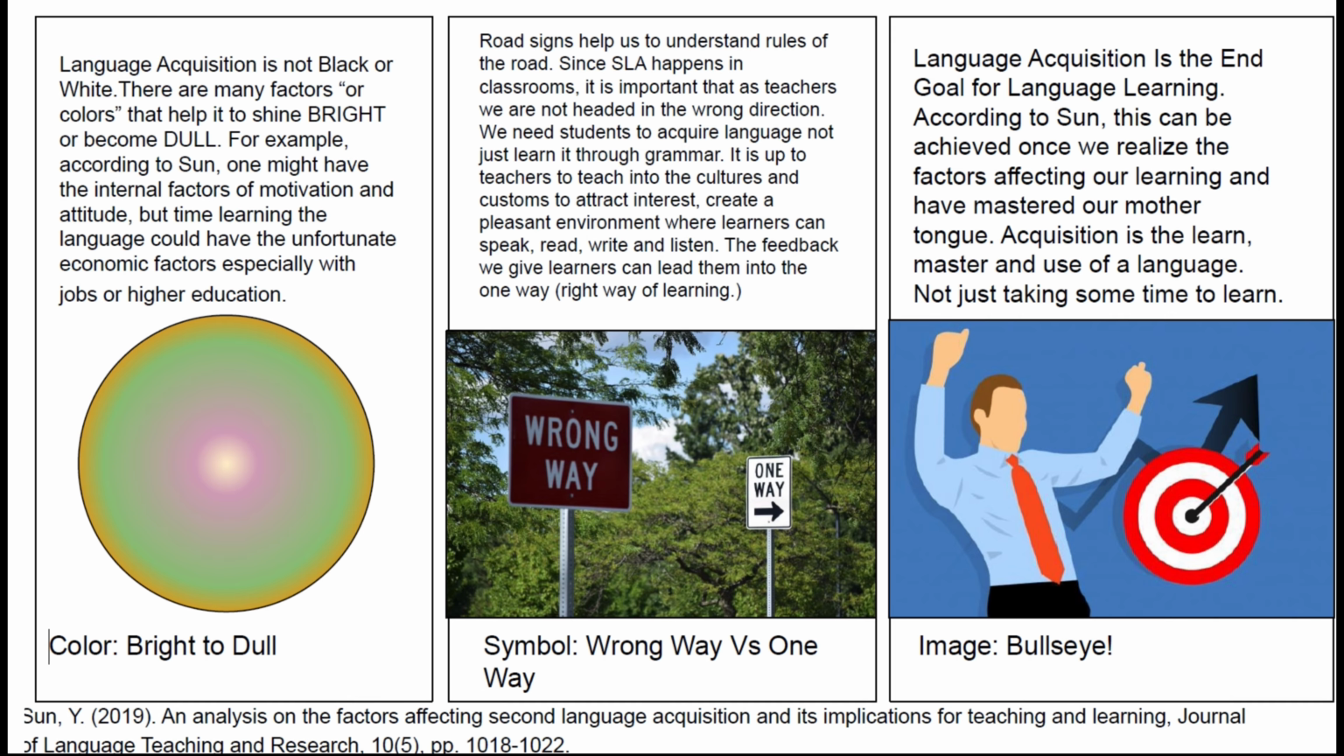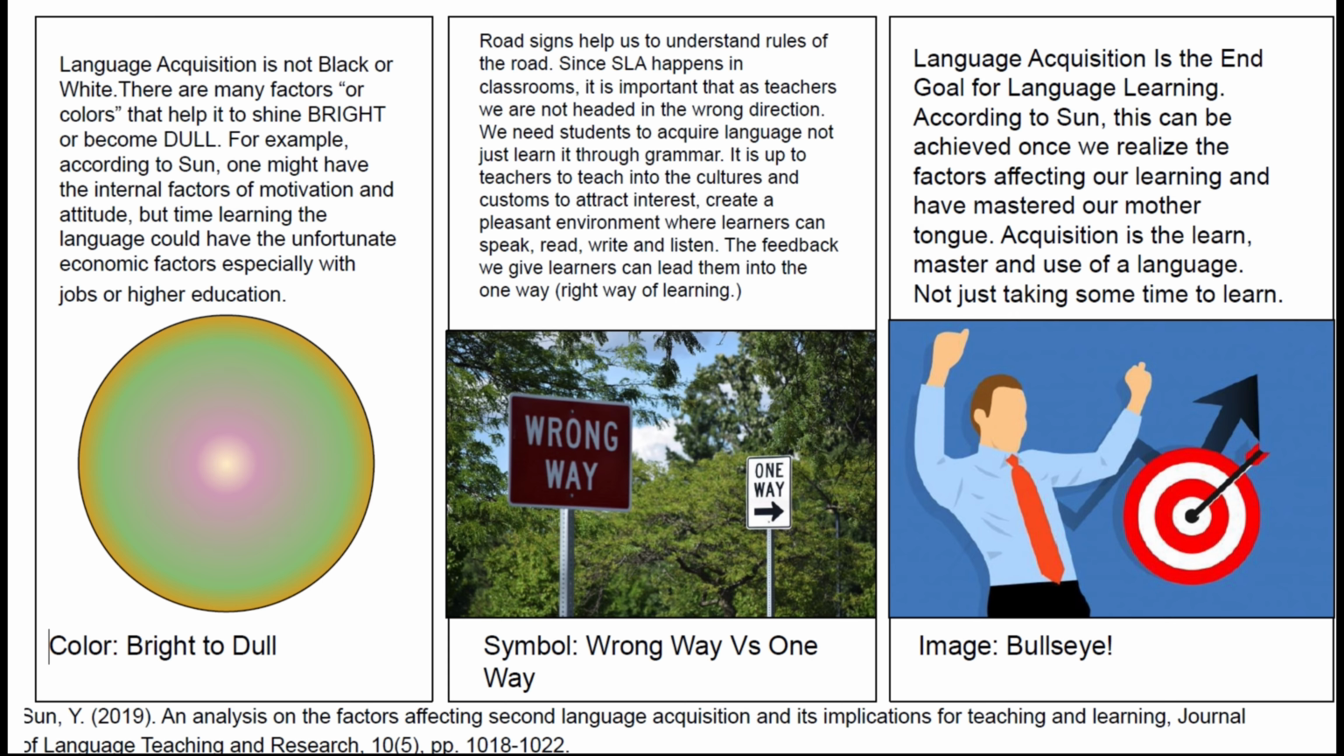And actually, what I see from my box right now is my color, symbol, image work. I used the Sun article on the factors that were affecting second language acquisition. And I'll be honest with you, this one felt kind of personal. Look here, my color is bright to dull because acquisition isn't black or white. There are all these factors, all of these colors, so to speak, that make it shine or go dull.